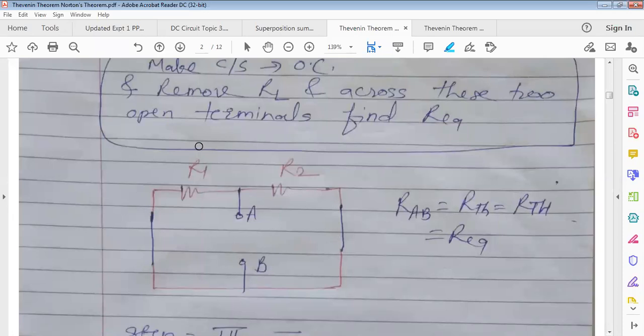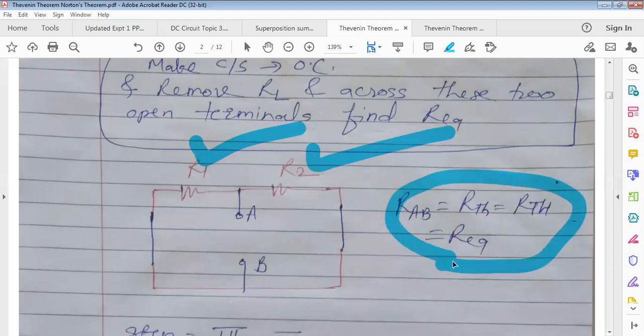From circuit to circuit, it will be different. Not necessarily that R1 and R2 will always be in parallel; maybe you will get them in series also. It differs from circuit to circuit. But in this circuit, R1 and R2 are connected in parallel. So that will be the R equivalent. How to calculate R equivalent? Clear? Using Thevenin's theorem.